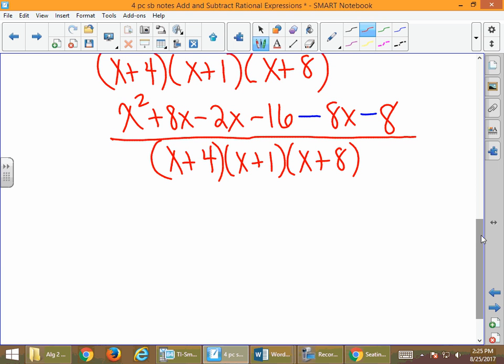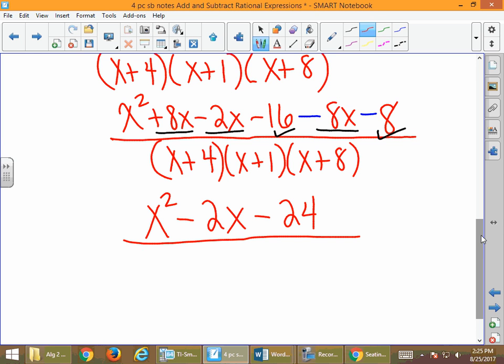And then we can combine like terms. Well, we've got x squared. 8x minus 2x minus 8x is negative 2x. Negative 16 and negative 8 is negative 24. Divided by x plus 4 times x plus 1 times x plus 8.